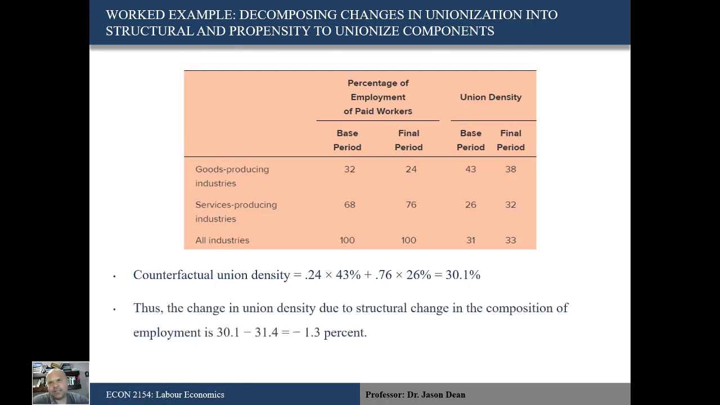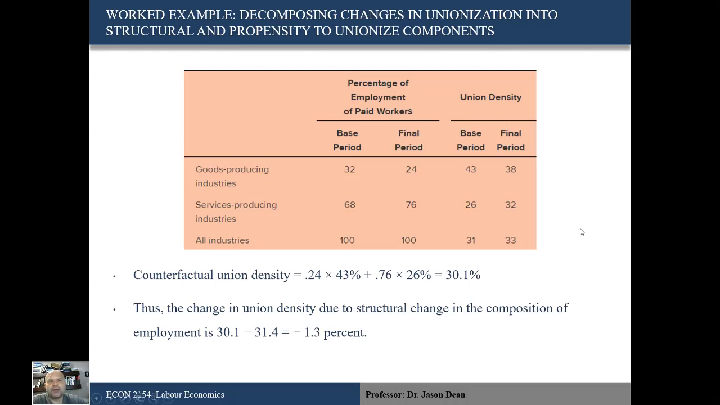As a result, we can see that the change in union density due to structural change in the composition of employment is 30.1 minus 31.4. So the difference between those is negative 1.3%. So this is just the change in the union density as a result of the structural change in the composition of employment. We now have enough information to decompose the overall change of 2%.